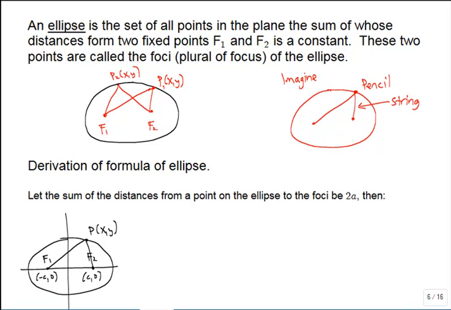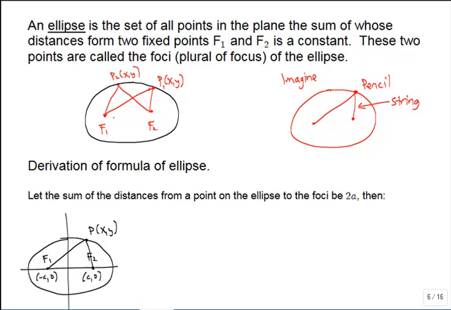The next type of conic section that we're going to talk about is an ellipse. Geometrically, an ellipse is defined to be the set of all points in the plane, the sum of whose distances from two fixed points, F1 and F2, is a constant. These 2 points are called the foci, which is just the plural of the word focus of the ellipse.